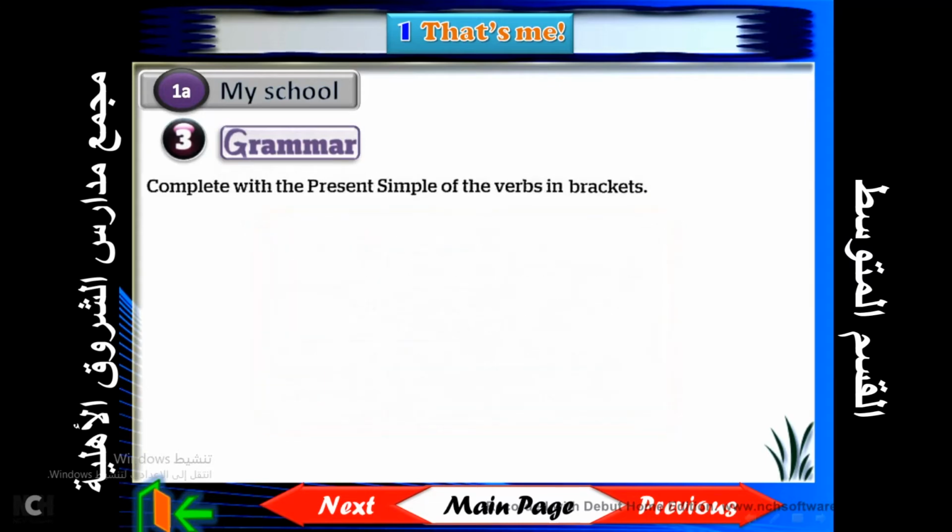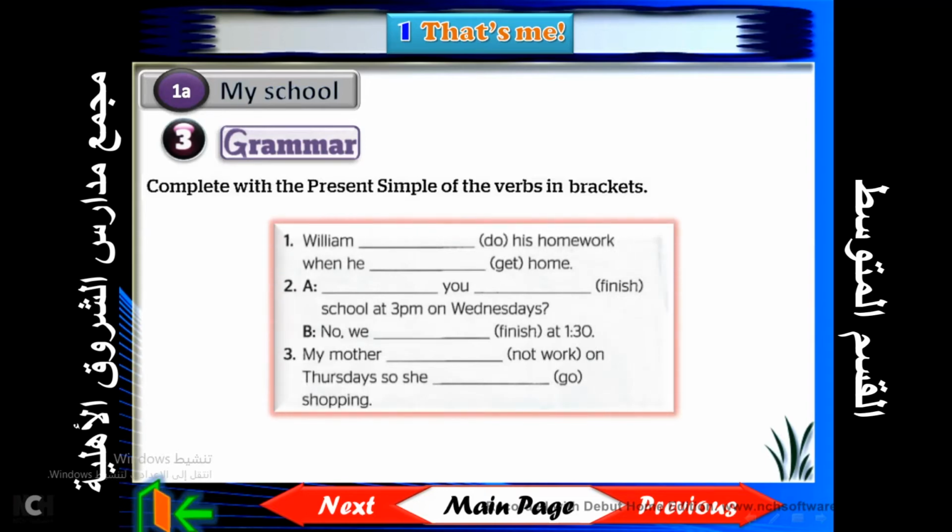Okay, complete with the present simple of the verbs in practice. Now you will complete with the present simple. As we say, we use I, they, we, you, plus the verb itself. Okay? We don't add anything to the verb. If we say he, she, it, we usually add s or es or ies according to the ending of the verb. Okay.